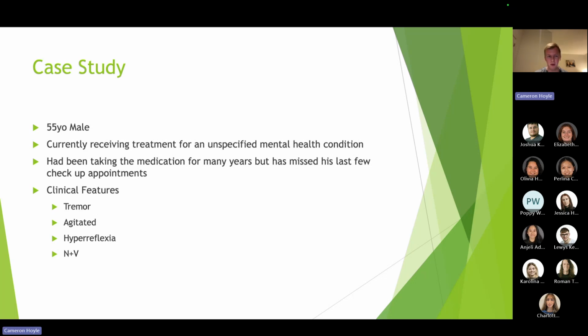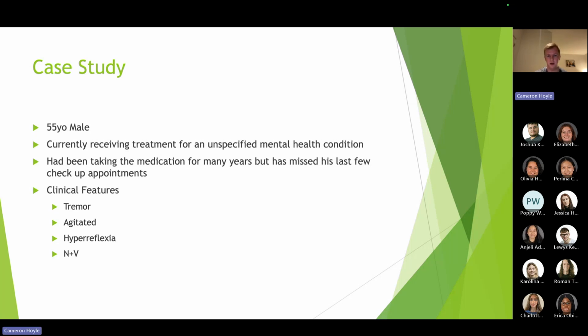Missed the last few checkup appointments. Lithium's got this very narrow therapeutic index. With serotonin syndrome, if the patient's just on a single SSRI, say citalopram or something like that, it's very unlikely they will get serotonin syndrome. You only get it if it's mixed with other drugs that can then cause an additive effect, or there's a drug interaction.